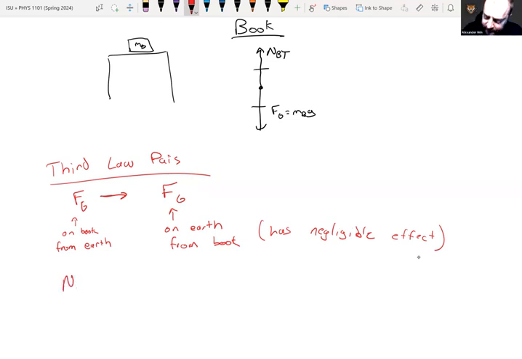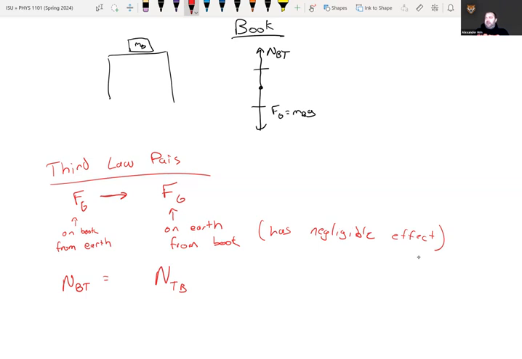Now, for the normal of the book on the table, when you have something like this, if you write two subscripts, the one that it's on first, the one that it's from second, it's actually quite easy to just say, okay, it's the same type of force, in this case, a normal force, and it's on the table from the book. Okay. And the idea here is that the book is going to exert a normal force downward on the table. Okay. And that is in response to the upward normal force that the table is exerting on the book.